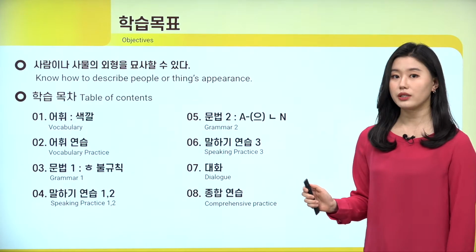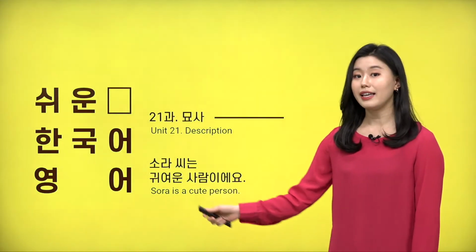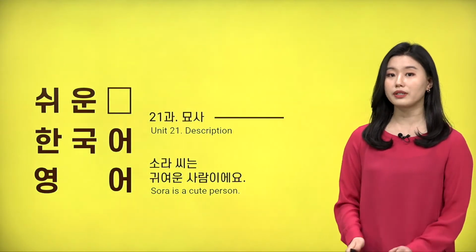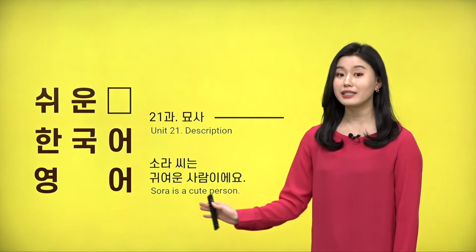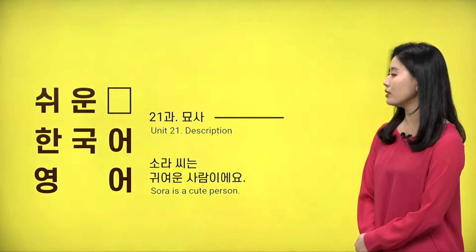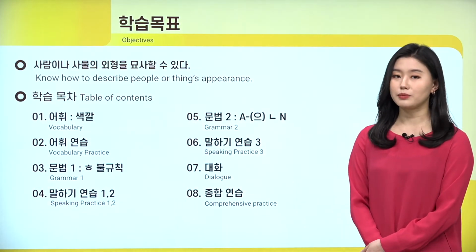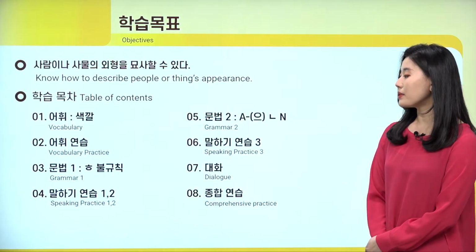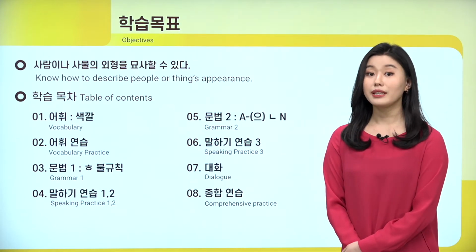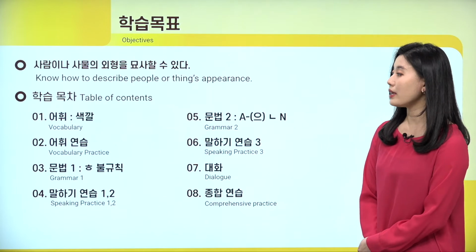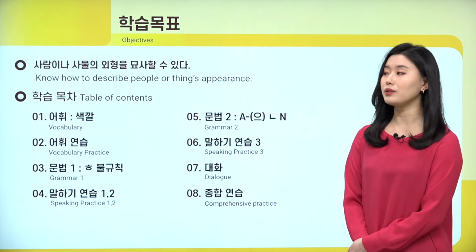First, we have the adjective 귀엽다, and then person as a noun, so cute person. This time, we don't say 귀엽다 사람. There is a certain rule. That was number five, 문법 2. And number six is about speaking practice. So this is the table of contents for Unit 21.